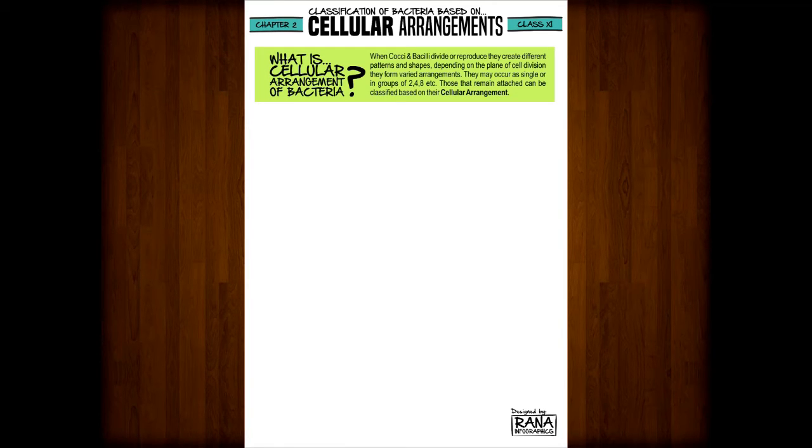When cocci and bacilli divide or reproduce, they create different patterns and shapes. Depending on the plane of cell division, they form varied arrangements. They may occur as single or in groups of 2, 4, 8, etc. Those that remain attached can be classified based on their cellular arrangement. Let us look at the different types of bacteria under cocci.